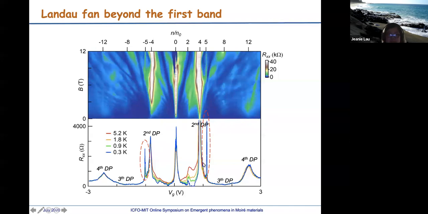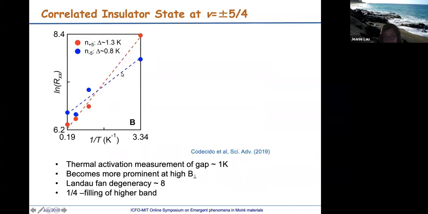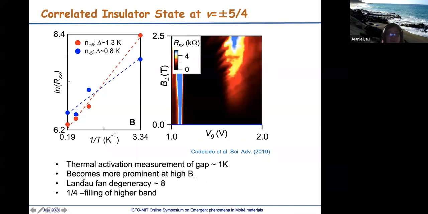This line trace here is taken at zero magnetic field. As we decrease the temperature, this peak becomes very prominent. If we take the resistance of the peaks, on either the electron side or the hole side, and fit it to a thermal activation Arrhenius plot, this gave us a gap of roughly 1 Kelvin. This becomes more prominent at high magnetic field. An interesting thing is that for the Landau fan, the degeneracy in this case is roughly 8.